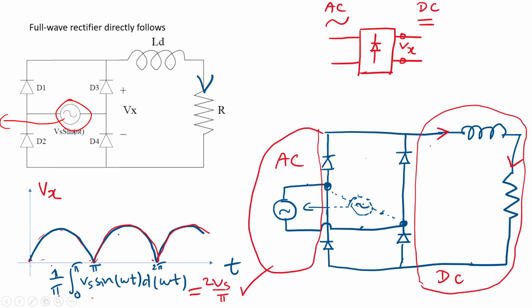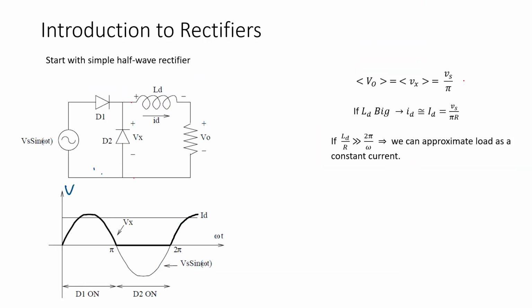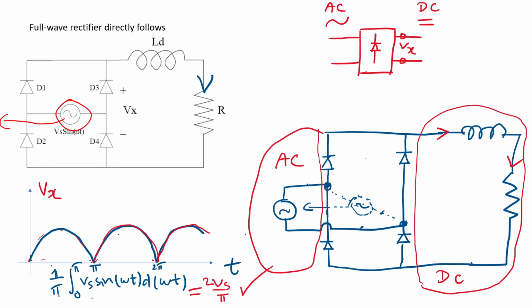All right, and then again you find the average value of VH because it's going to be the same as the average value of the load. So you take the integral over a period. For the half wave the average value is Vs over pi, then the full wave must be 2 Vs over pi. Okay, here you see half wave, and then here full wave.